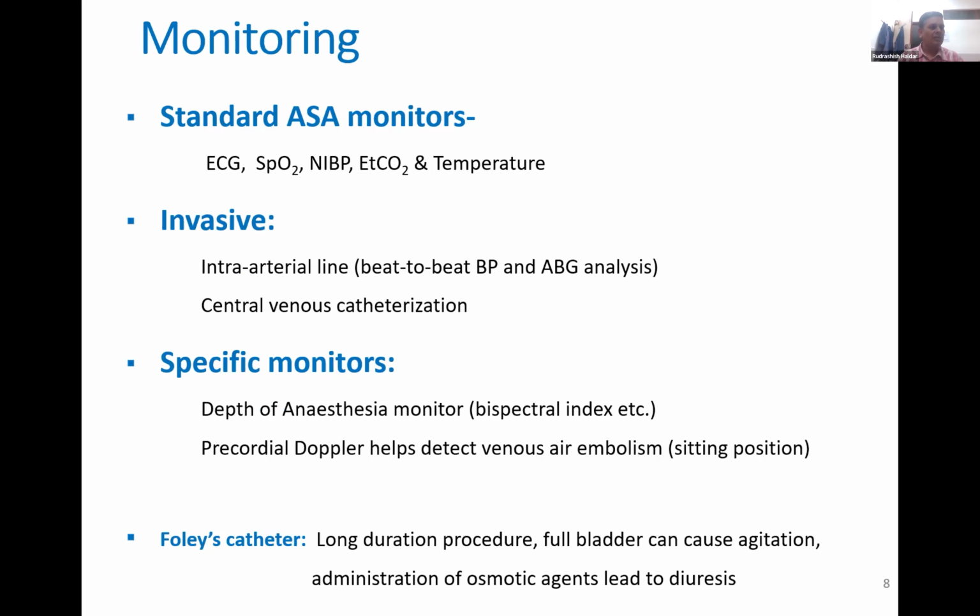A central venous catheter can also be placed, especially in patients where surgery has to be done in the sitting position, where chances of venous air embolism are more, or there are chances of excessive bleeding. And there are some specific monitors which are used for depth of anesthesia monitoring, like the BIS monitor. Foley's catheter can be placed as the procedure is of long duration and a full bladder can cause agitation. And many times, due to a tight brain, osmotic diuretics are administered, which needs emptying of the bladder.